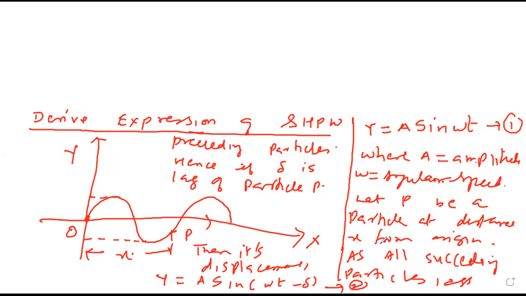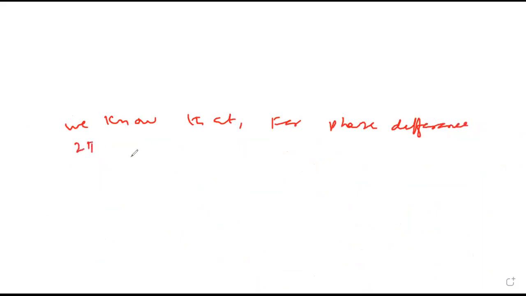Till this, I think you have done a sin omega t minus delta. Clear? Yes. Okay. Now see further what to do. We know that for phase difference 2 pi, lag is lambda. For distance, 2 pi phase difference, because delta we got is an angle. I am interested in terms of distance.